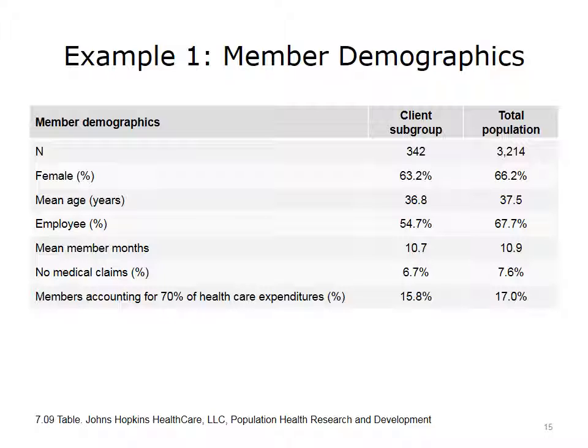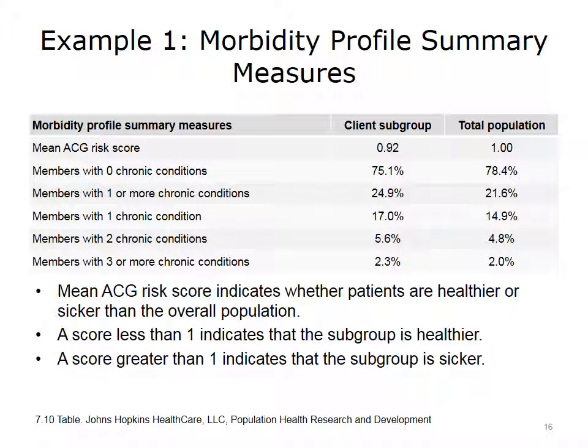The percentage with no medical claims, those who have never experienced any interaction with the healthcare system, is only 7.8%. And then the percentage of members who account for 70% of the healthcare expenditures, a relatively small segment of the total population, is 17%. This table shows the mean adjusted clinical group's risk score, which indicates whether patients are healthier or sicker than the overall population, in the two populations included in the table on the previous slide.